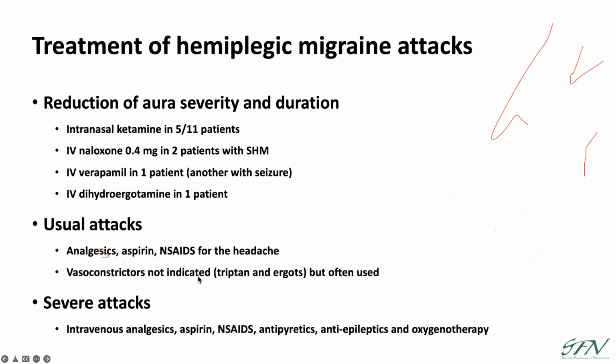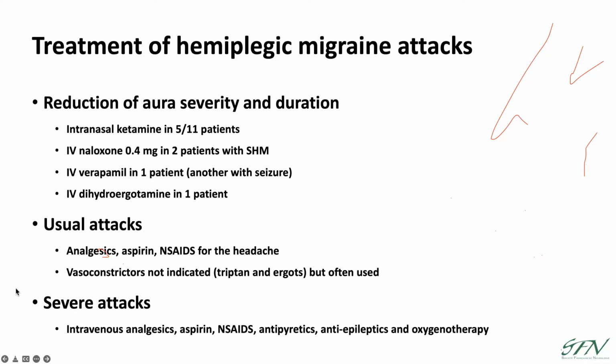Vasoconstrictors, triptans and ergots, are not indicated, but are often used in patients with hemiplegic migraine who are more impaired by the headache phase than by the aura. Sometimes I prescribe triptans to these patients. I tell them to wait until the aura is finished, and then if the headache is bad, they can take a triptan.